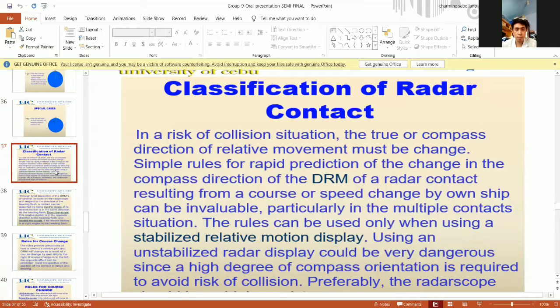Next slide, please. So we have a classification of radar contact. In a risk of collision situation, the true or compass direction of relative movement must be changed. Simple rules for rapid prediction of the change in the compass direction of the DRM of a radar contact resulting from a course or speed change by own ship can be invaluable, particularly in the multiple contact situation. The rules can be used only when using a stabilized relative motion display. Next slide, please.